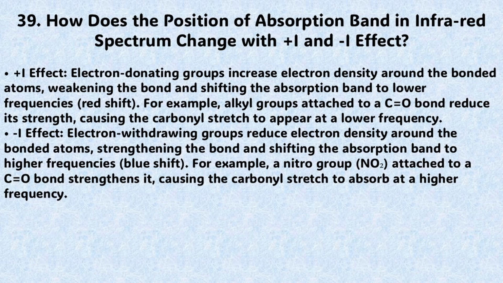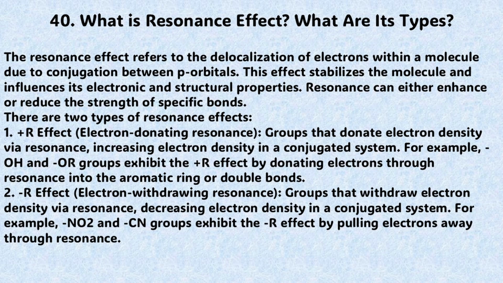The next question is question number 40. What is resonance effect? What are its types? The answer to this question is very simple. The resonance effect refers to the delocalization of electrons within a molecule due to conjugation between p orbitals. This effect stabilizes the molecule and influences its electronic and structural properties. Resonance can either enhance or reduce the strength of specific bonds.